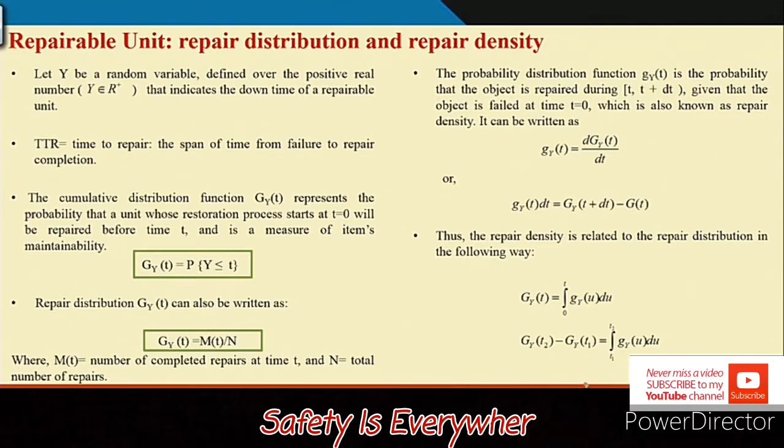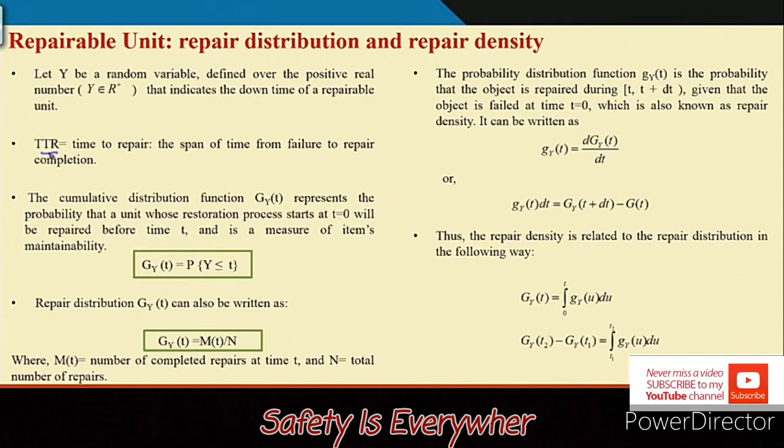Okay. So, as I told you, y is a random variable defined over the positive real numbers, indicating the downtime of a repairable unit. Downtime means the total repair time, and that is nothing but the time to repair, the span of time from failure to repair completion. It fails and then starts repairing, and when repair is completed, it will go back to normal state, that time is TTR.